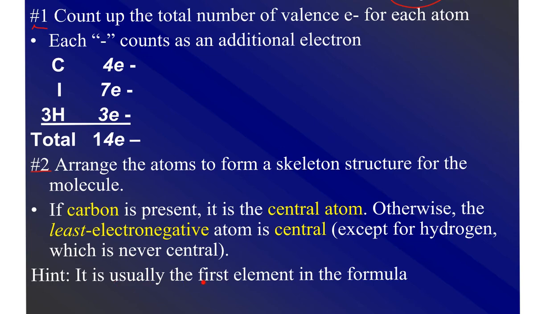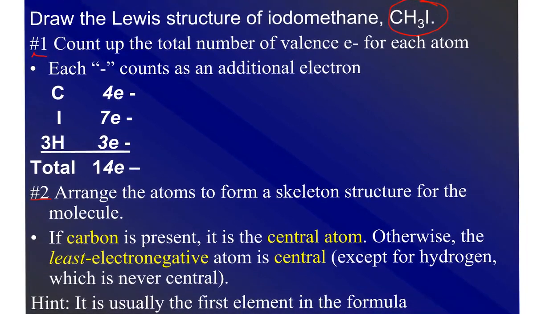Now, just a little hint here. It's usually the first element listed in the formula that goes in the center. So in this formula, carbon was listed first. And so typically 99% of the time, that's going to be the element that goes in the center.